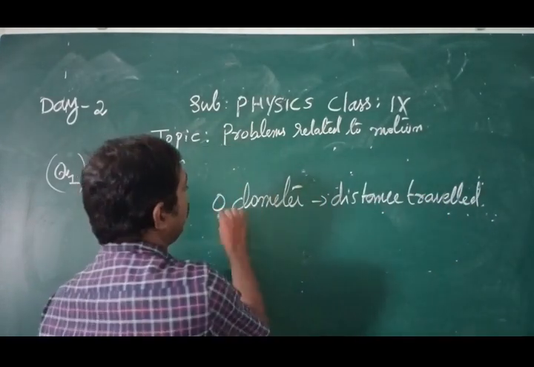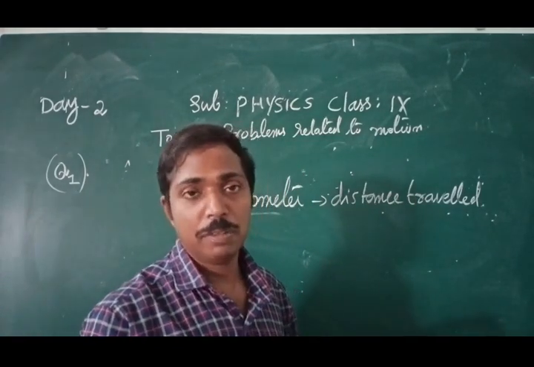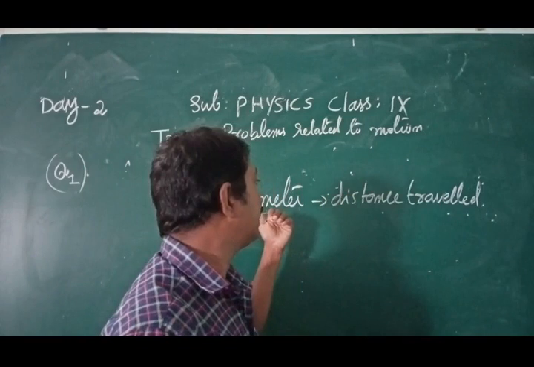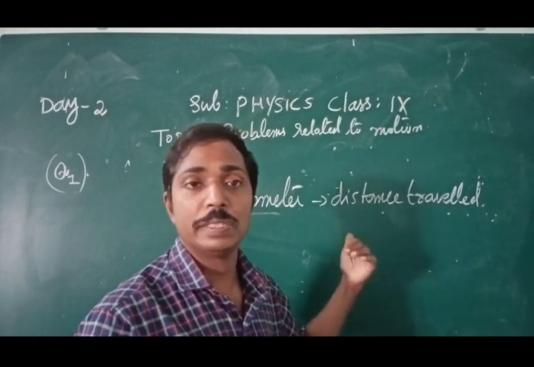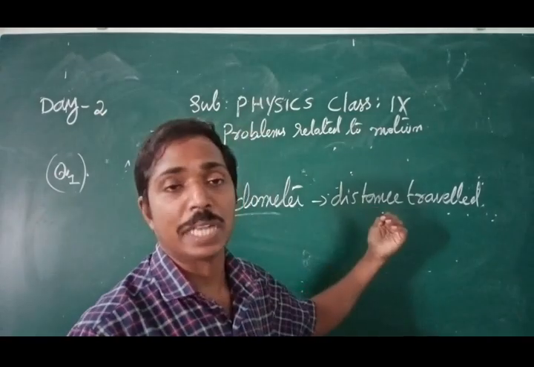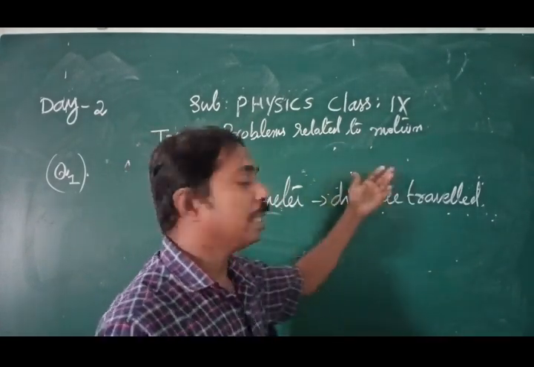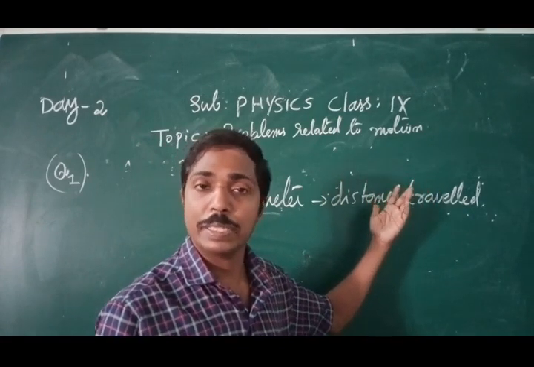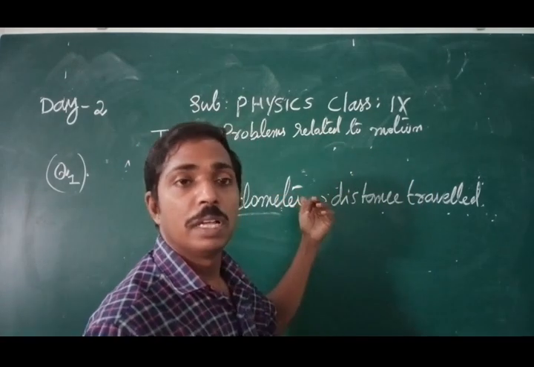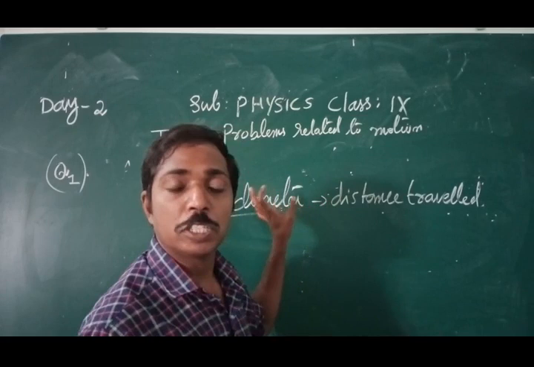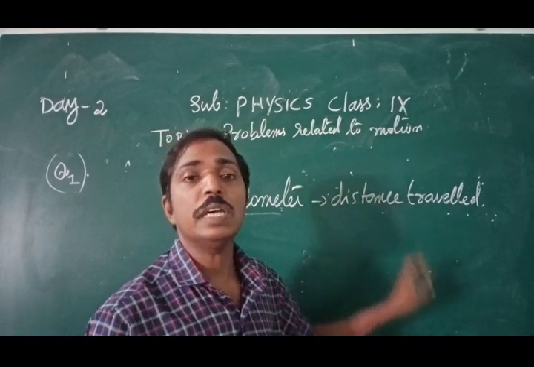What does the odometer show? In any vehicle, when we observe, there is a speedometer and an odometer. The speedometer shows speed. Similarly, the odometer shows the distance travelled. According to that, money is collected from vehicles. The importance of the odometer is mentioned as a question in your textbook. What does the odometer show? The odometer shows distance travelled.